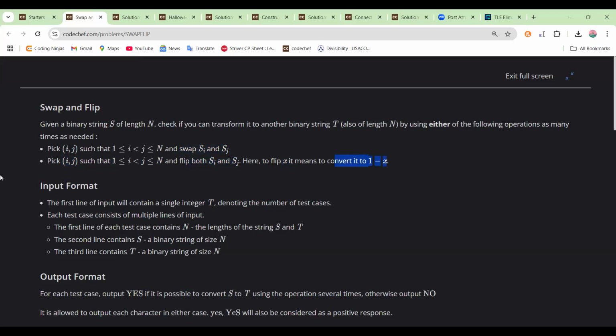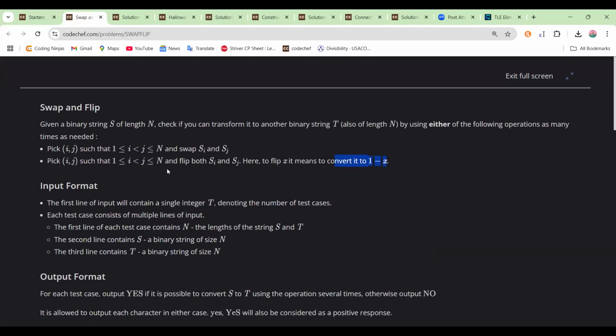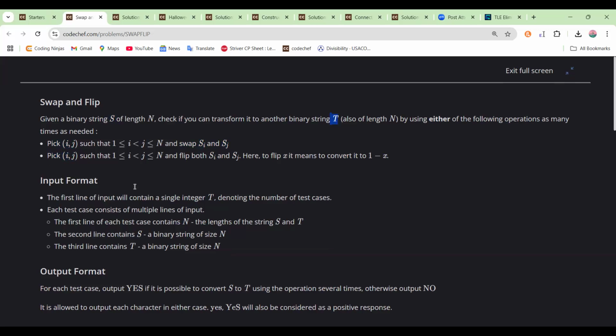So if you have, let's suppose, x as 0, flipping means it will be turned to 1. If you have x as 1, then flipping means it will turn to 0. So 1 will turn to 0, 0 will turn to 1. You are given two binary strings, and you want to check whether by applying these two operations as many times as you want, you can convert string S into string T.